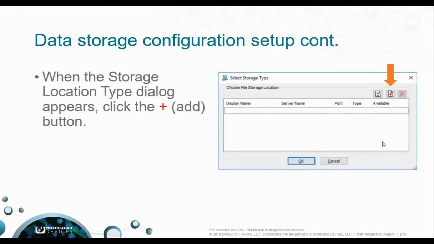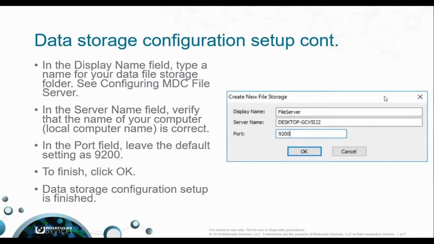When the storage location type dialog appears in here, then you just click this red add button. Now in the display name field, you can type the name for your data file storage folder. At this point, you can type the file server.